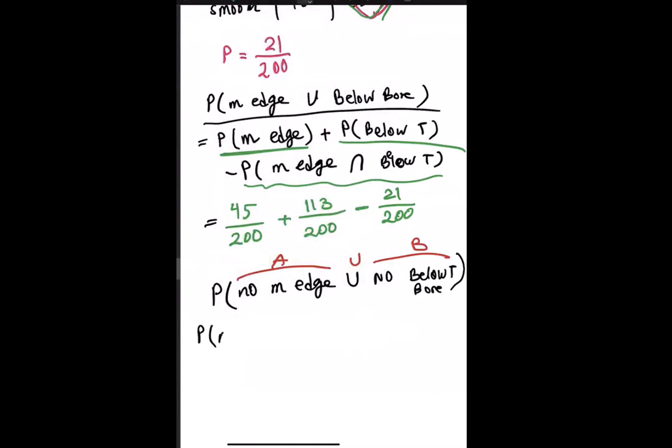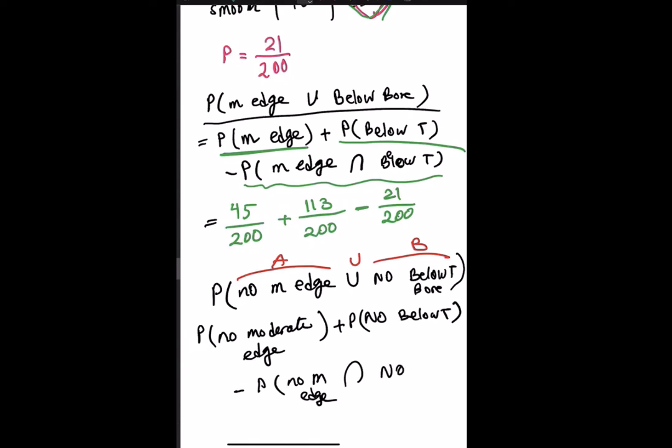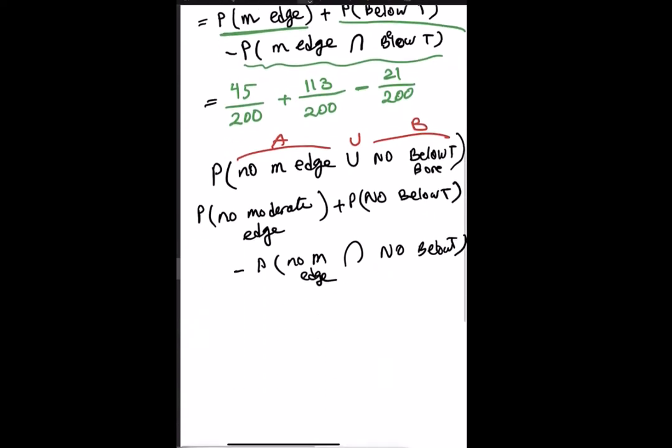Addition rule. P of no moderate age, plus P of no below target bore, then minus the intersection between them. Exactly. No moderate age and no below target bore. So now, probability of no moderate age. How do we get that part? No moderate age.